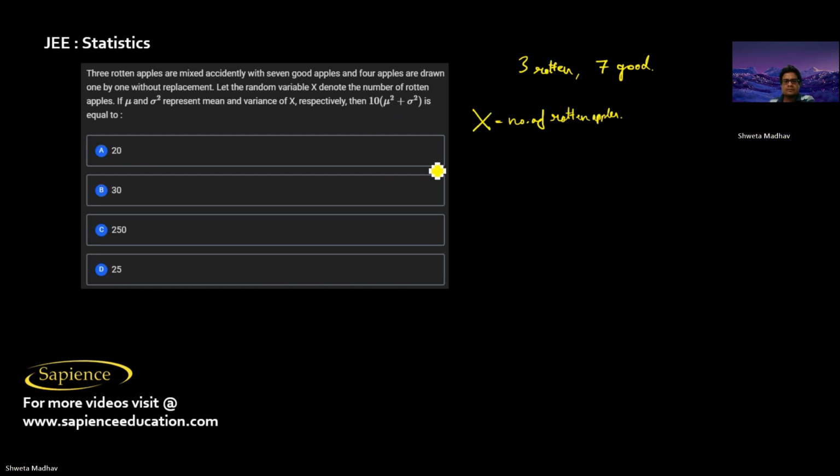So therefore, the values of x can be 0, 1, 2, and 3. Since we can get no rotten apples, we can get 1 rotten apple, or 2 rotten apples, or 3 rotten apples. So here it is told 4 apples are drawn at random, one by one without replacement.